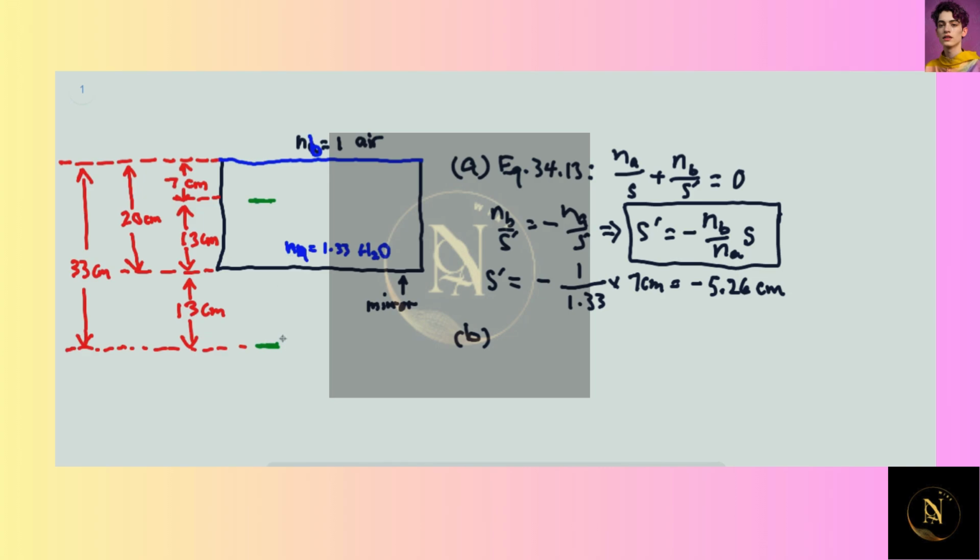So that is actually now our new S, right? So if we were to plug into this equation, S prime is equal to minus NB over NA times S, and our new S is 33 centimeters. So that means that S prime is minus 1 over 1.33 times 33 centimeters, which gives us minus 24.8 centimeters.